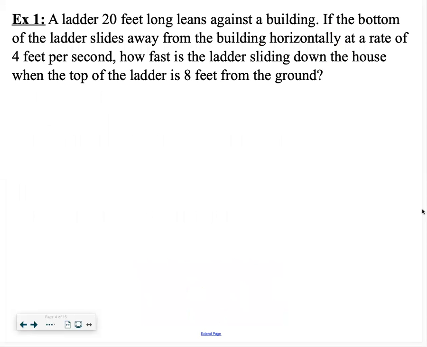The first one is a ladder problem, because there were some questions about this one on the homework. It says a ladder is 20 feet long leaning against the building. Whenever you see these ladder problems, usually they relate to triangles and Pythagorean theorem. So let's start to draw this out. You've got a ladder leaning against a building. Okay, let's call that a right triangle.